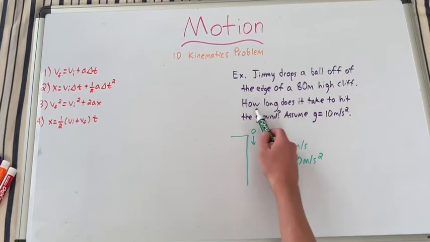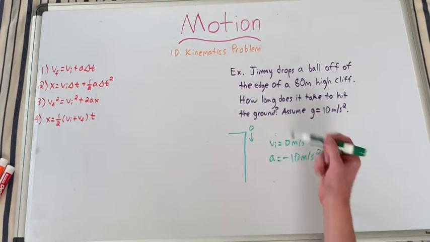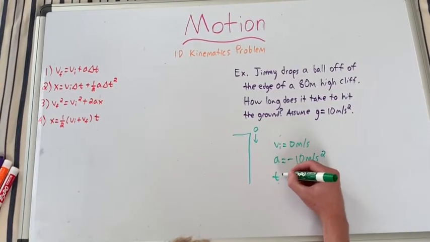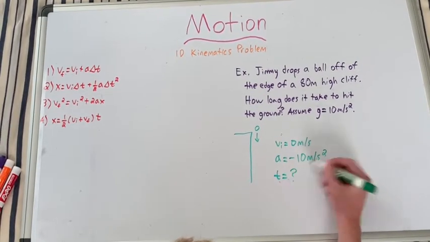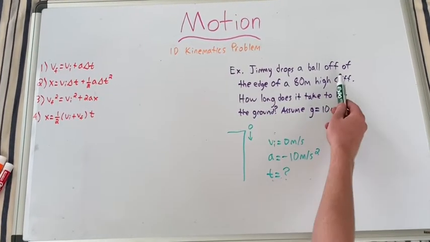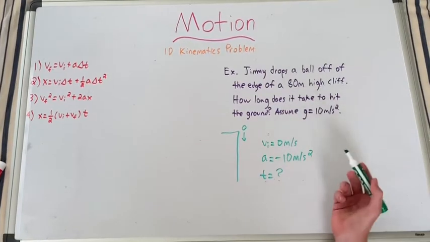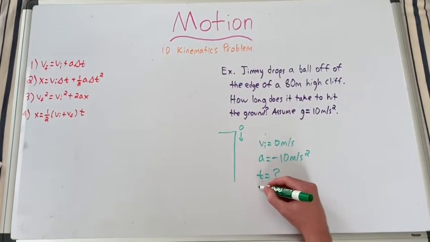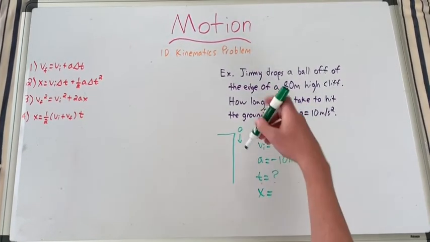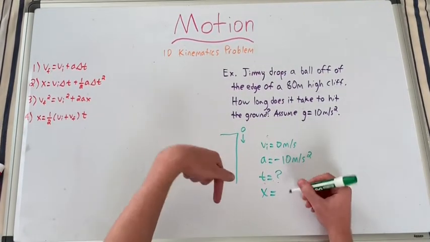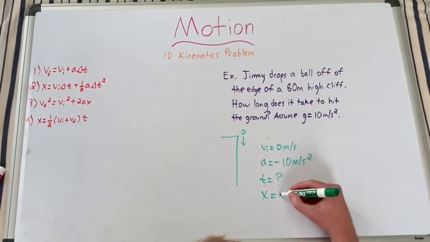Now the problem asks us to find how long the ball takes to hit the ground. So we are ultimately going to be solving for the time. And the problem also tells us that the height of the cliff is 80 meters. So we know that the displacement that the ball is going to undergo is going to be negative, because it's traveling down, 80 meters.